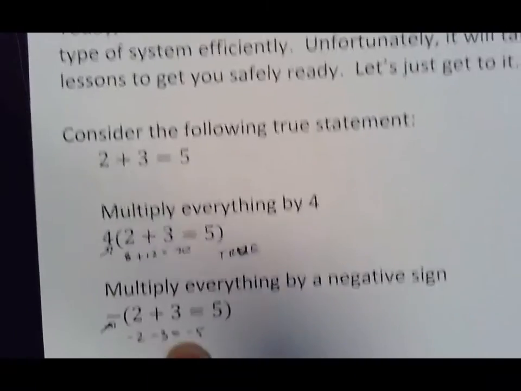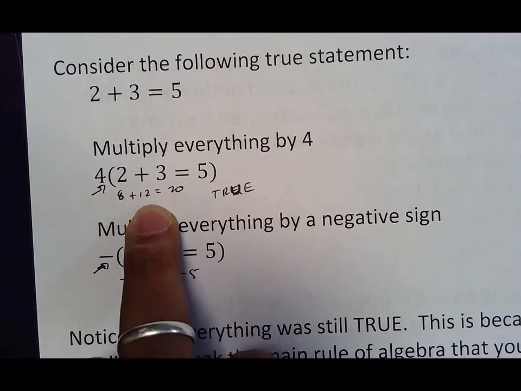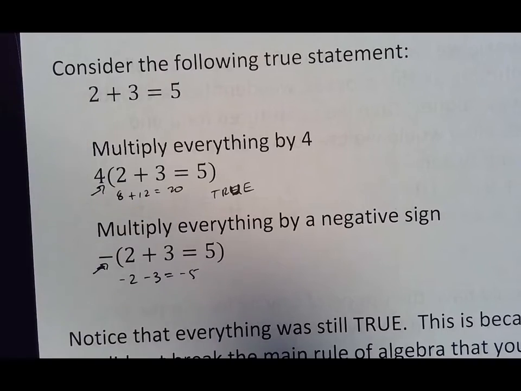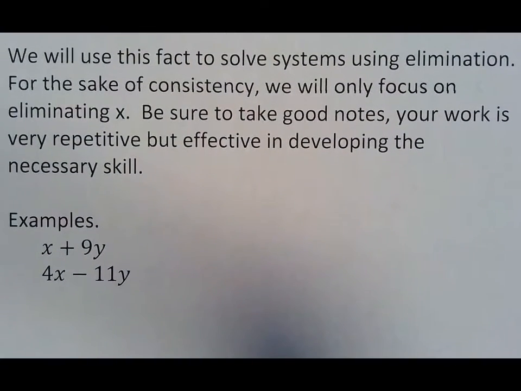This is still that equation, it's just opposite signs. This is still that equation, but everything's just been multiplied by 4. So everything is still the same, it just looks different. And so what we're doing here is we are going to use that to solve using what we call elimination. For the sake of consistency, we will only focus on eliminating x.